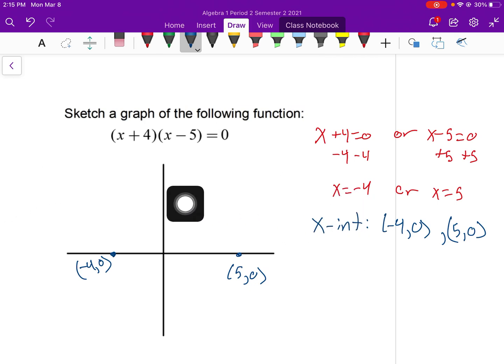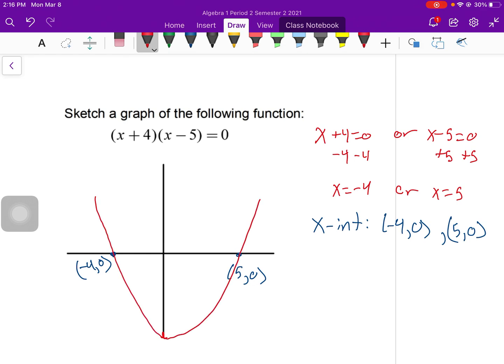If we don't know which way it's going to go, we can just guess a point in the middle. So a point in the middle-ish would be 0. If I plugged in a 0, I would have 4 times negative 5, which would be a negative 20, which is going to be down here somewhere. So what I'm going to do is sketch like this. I'm going to put arrows on like that. That's all I'm expecting for a sketch.